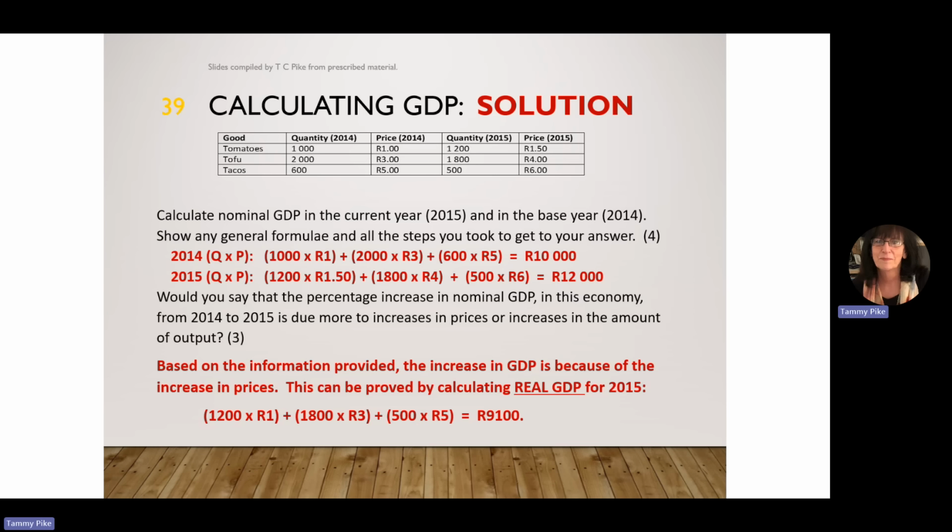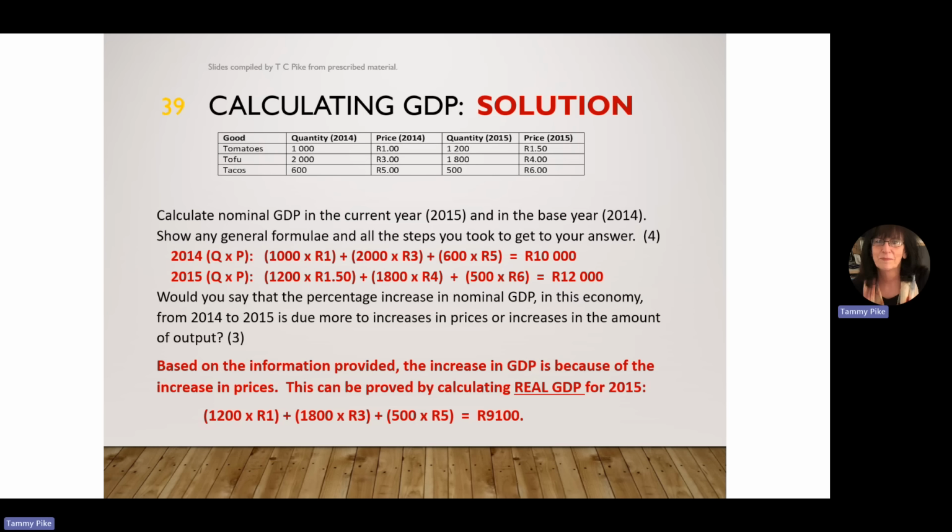Based on the information provided, the increase in GDP is because of the increase in prices. Why can we say that? Let's have a look here at the information. If we look at tomatoes, yes, production did increase. But look at tofu and look at tacos. Both of those have decreased. We are producing less in 2015 than we did in 2014. Therefore, we cannot really say that we've had an increase in production.